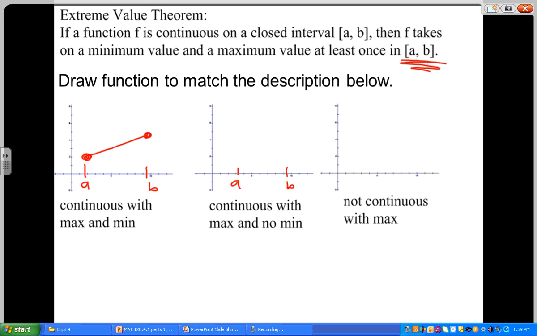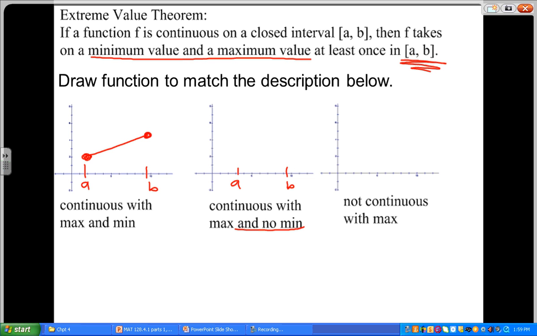It can't be outside. One dot would not be a function. I have to get from A to B. Aha! The answer is in the theorem. You see how this says no minimum? The theorem says if the function is continuous on a closed interval, then it takes on a minimum and a maximum at least once. Therefore, it is not possible.